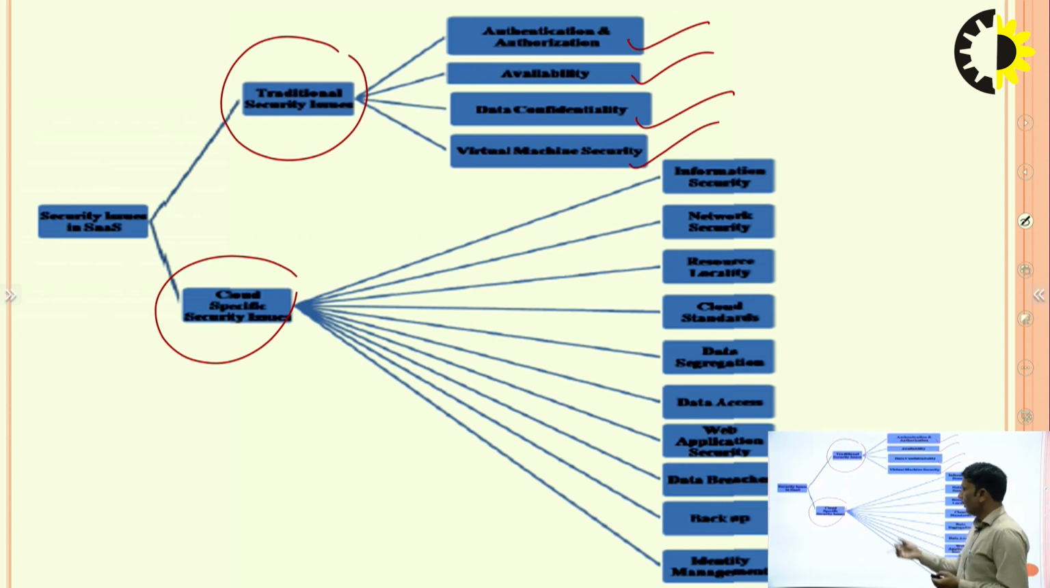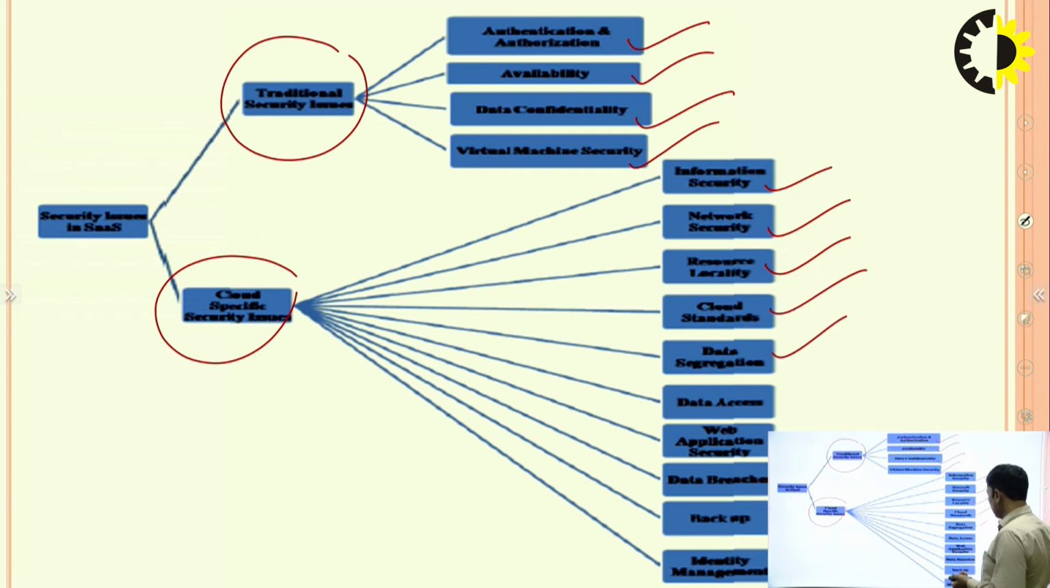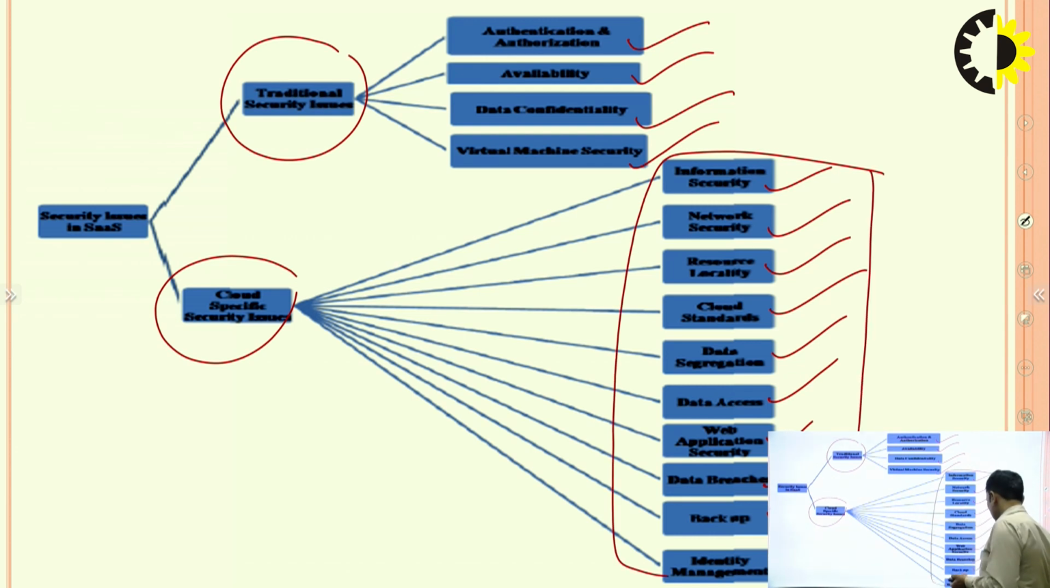The other category is the cloud specific security issues. These are issues that are specific to the cloud, like information security, network security, resource locality, where the resource resides, cloud standards, data segregation, data access, web application security, then data breaches, backup, and identity management. So, these are the issues related particularly to the cloud. Let us see them one by one.